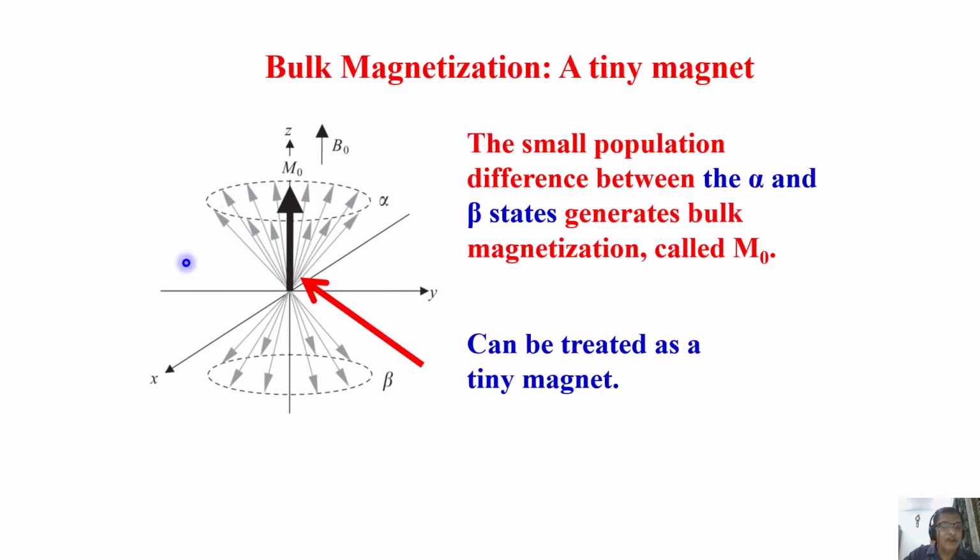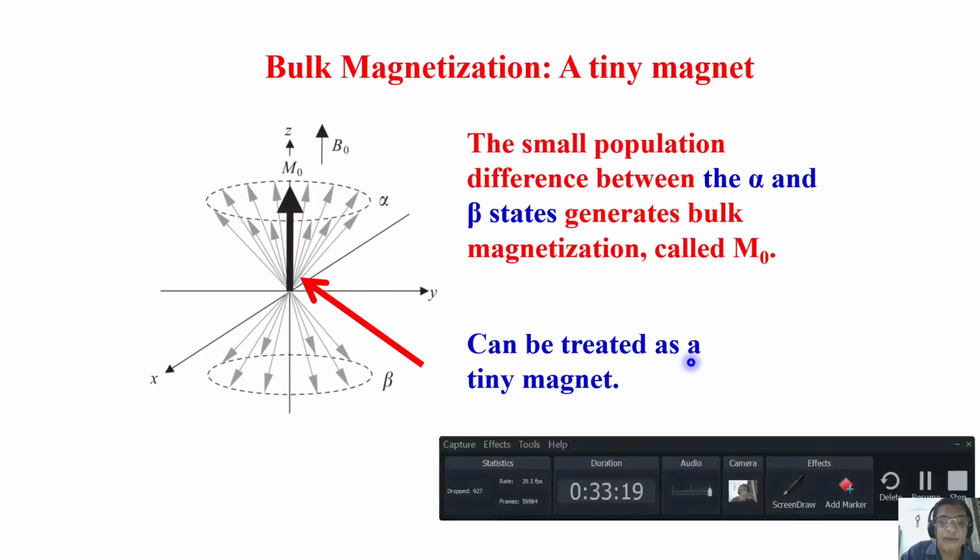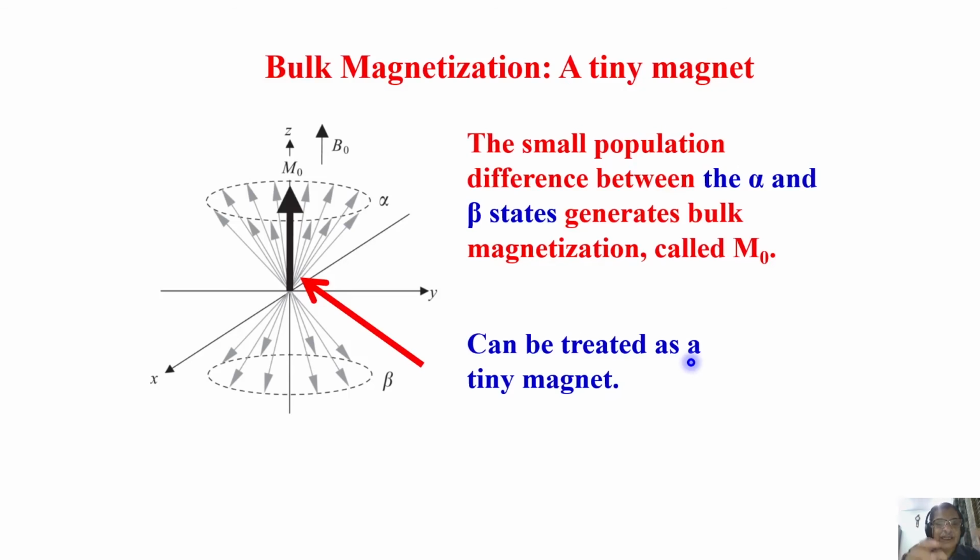As a consequence, all the components along the xy plane, the transverse plane, are zero, and vector addition gives you a bulk magnetization which is non-zero in the direction of the magnetic field. You can treat this as a small tiny magnet. This is the concept of bulk magnetization. Now I am going to tell you what happens to this bulk magnetization in equilibrium and how you can perturb it to detect the signal. So this you have to understand. We will discuss this in the next class.